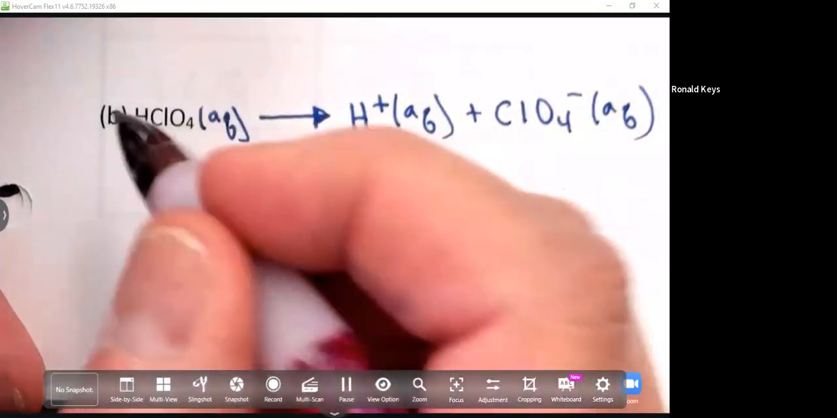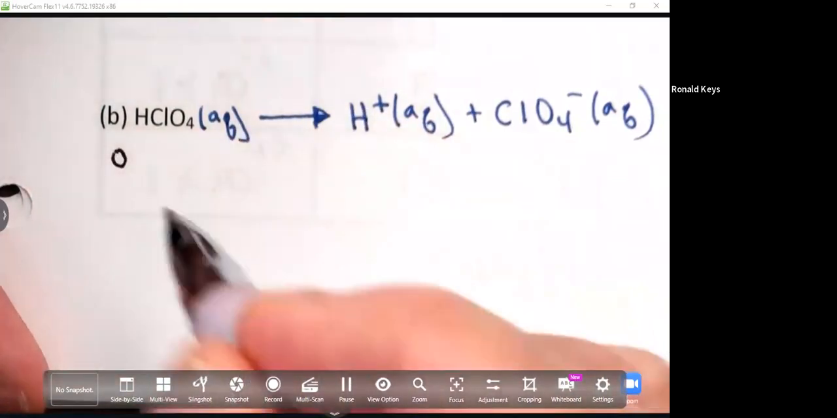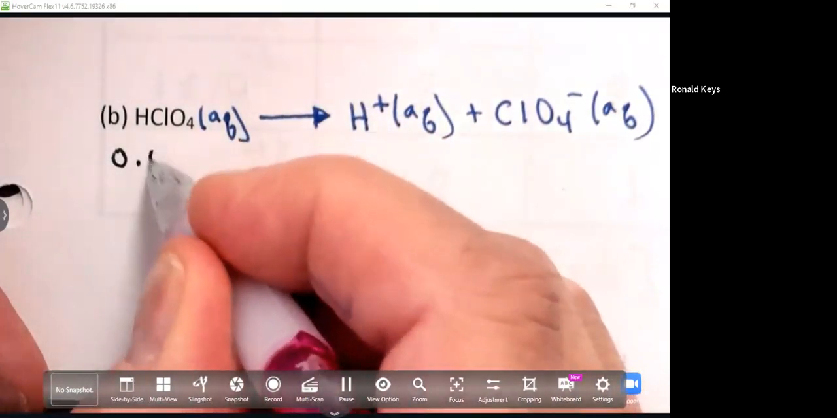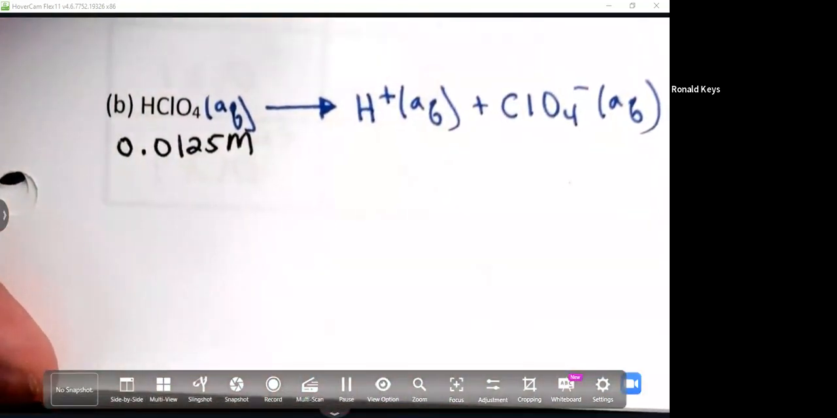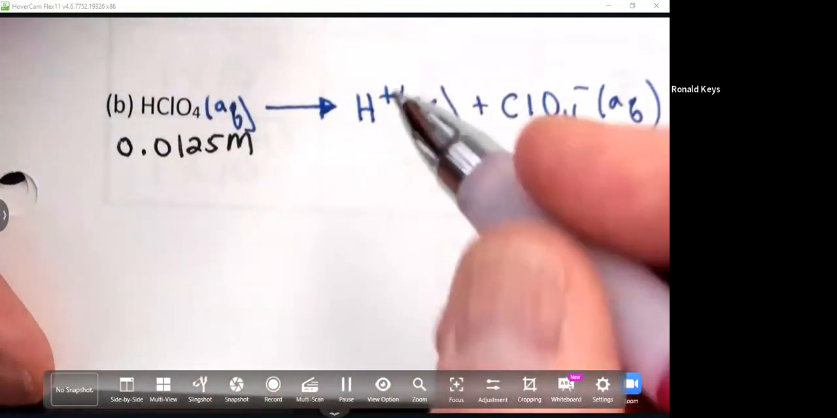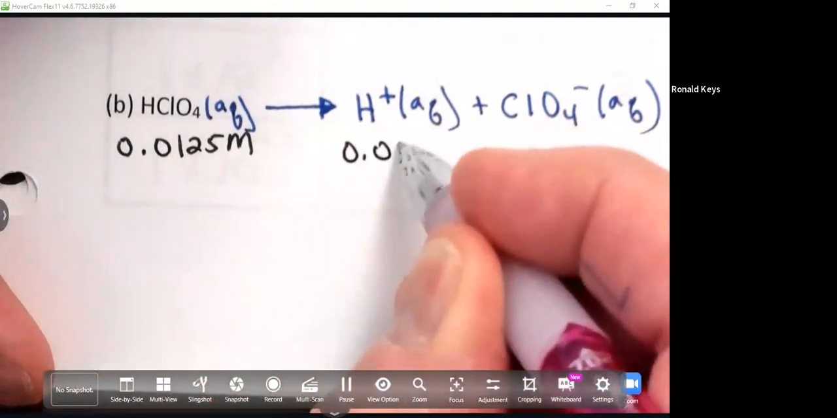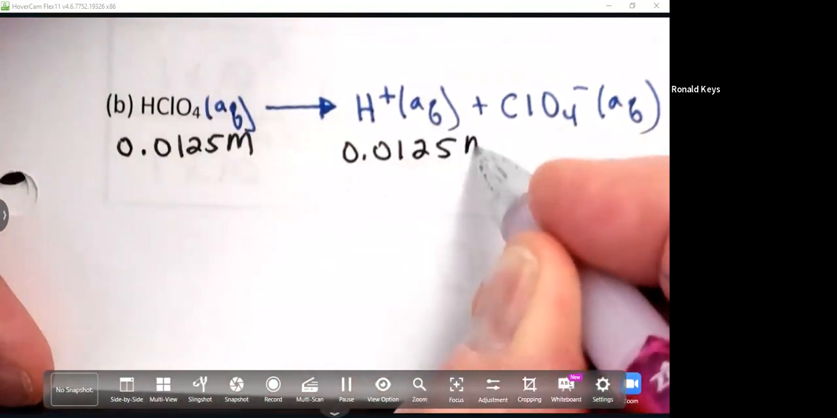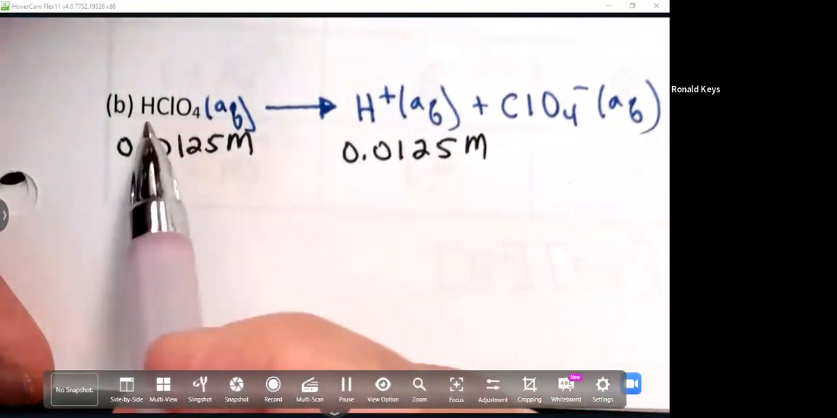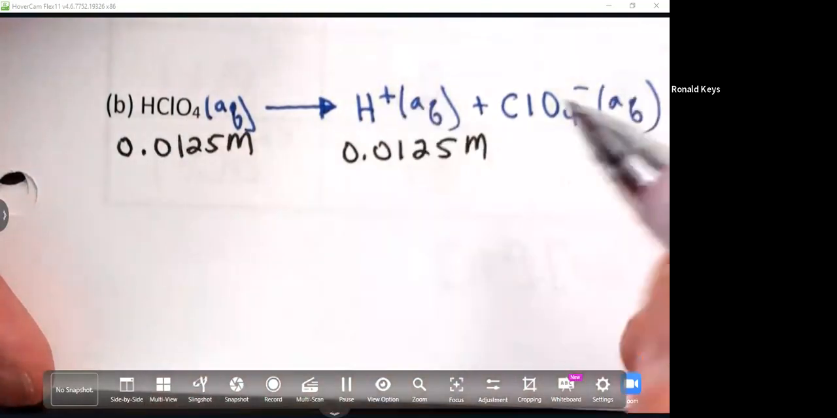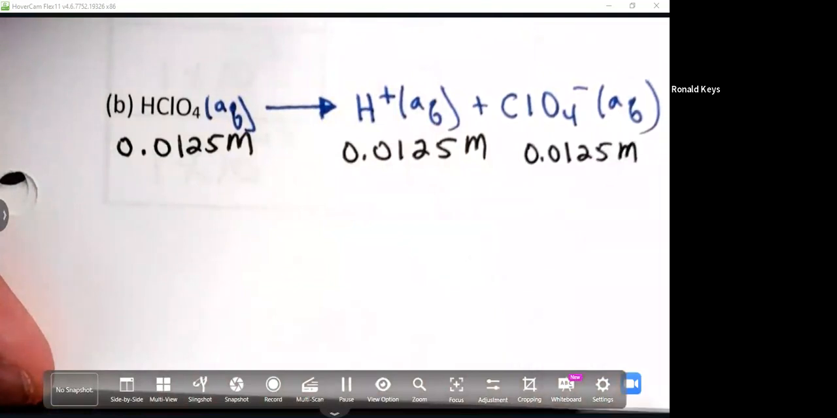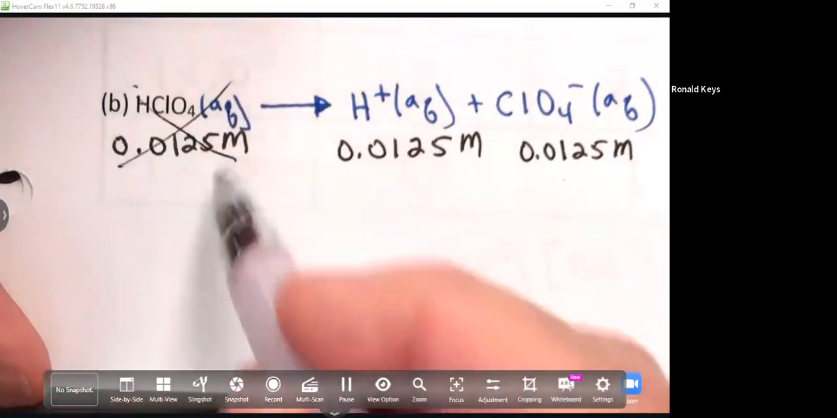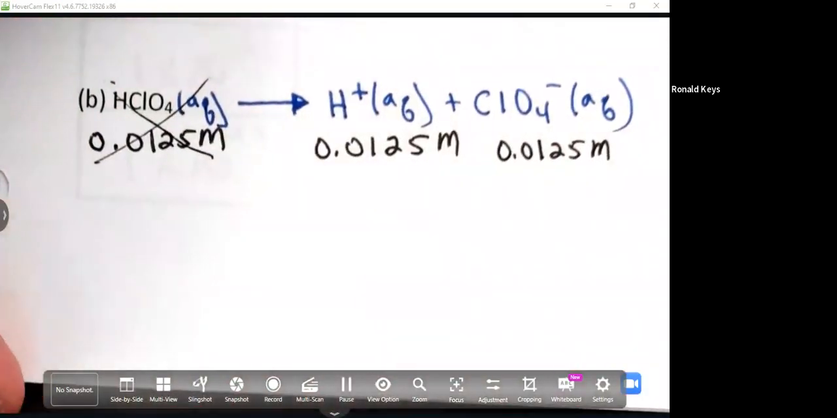So if this is labeled 0.0125 molarity, you get the same number here. This is 0.0125 molarity. None of this is hooked up in there. It's all split up. This is 0.0125 molarity. It splits up 1 to 1. Again, there is no H hooked up in there.